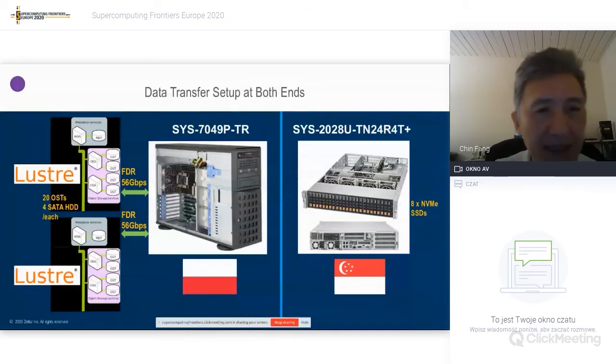The setup on both sides, on the Singapore side, is really a production-ready setup. It uses not just one Lustre file system, it actually uses two, and each one has 20 so-called OSTs, which in plain English are just storage servers. Each one has four SATA spinning disks, connected to a single data transfer server. It's a Supermicro server, the model is listed here, using an FDR InfiniBand interface rated theoretically at 56 Gbps. So two times that is close to 112 theoretical Gbps.